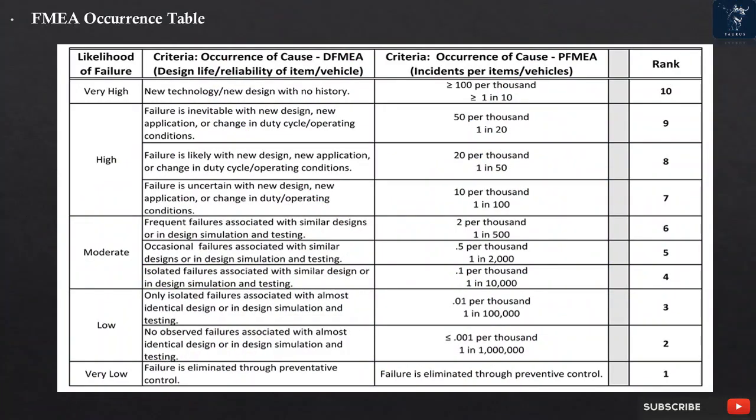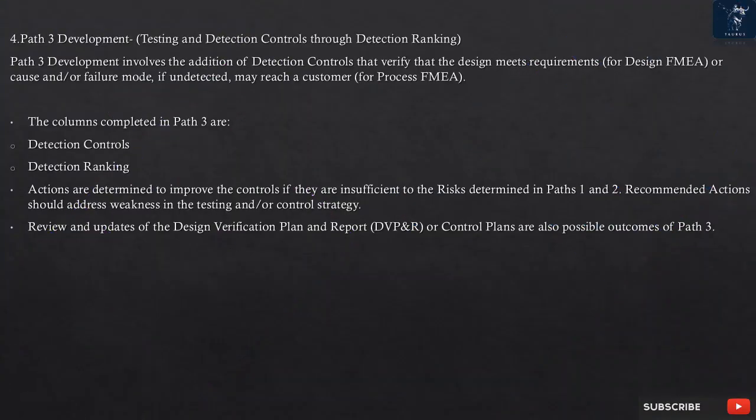FMEA occurrence table. Path 3 development, testing and detection controls through detection ranking. Path 3 development involves the addition of detection controls that verify that the design meets requirements for design FMEA, or cause and/or failure mode, if undetected, may reach a customer, for process FMEA. The columns completed in Path 3 are: detection controls, detection ranking.